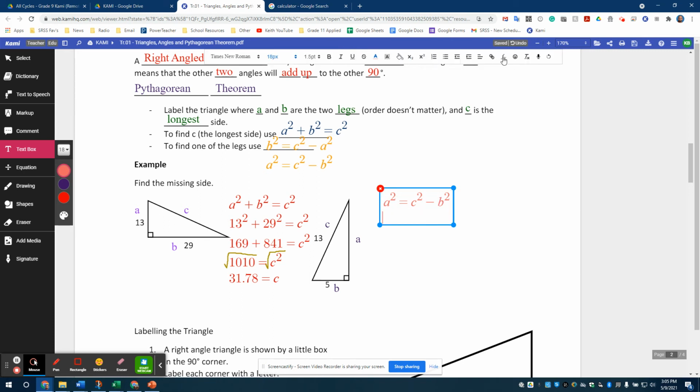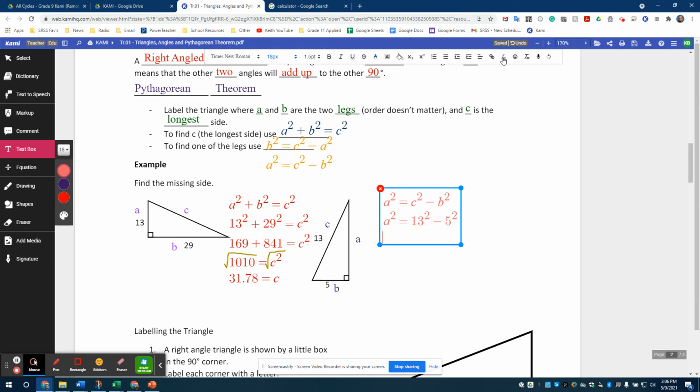Now again, when we plug in our values, the A squared we don't know because that is our blank side. Oops, not subtract, equals. Now C squared will be 13 squared minus B, which is 5, so 5 squared. If you're doing this on your calculators, you can just punch in 13 squared minus 5 squared, and that will give you the answer.